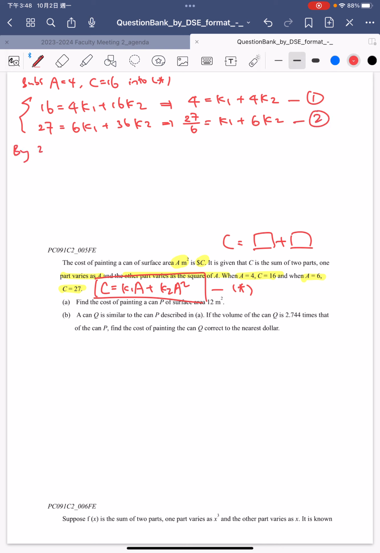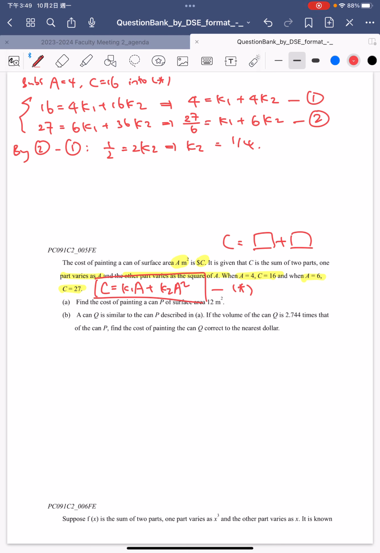Then we can say, by using the second formula minus the first formula, we have 27 over 6 minus 4. Just use a calculator to finish it. Then this is equal to a half. On the right hand side, K1 minus K1 is 0, and then we have 2K2. Which means that K2 is actually equal to a quarter.